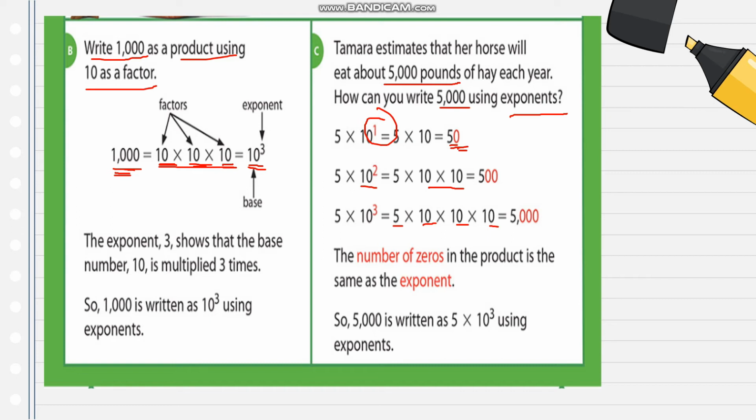So 10 to the first power, it means that is 10, and 10 has one zero. That's why we need to put one zero there. 5 multiplied by 10 squared is equivalent to 5 multiplied by 10 multiplied by 10. So the exponent is 2, so we need to add 2 zeros. The same thing with 5 multiplied by 10 cubed. So we have 3 as an exponent, so we need to add 3 zeros. So 5,000 is written as 5 multiplied by 10 cubed using exponents.